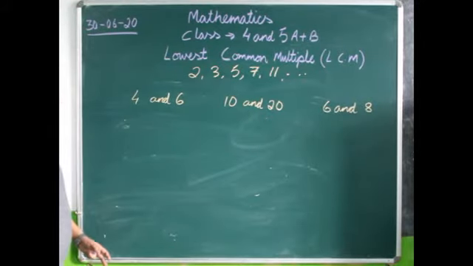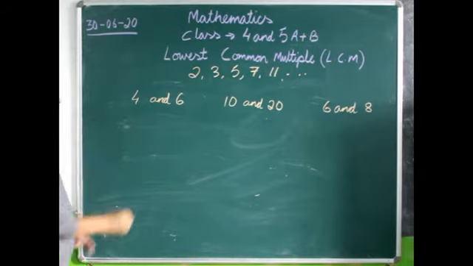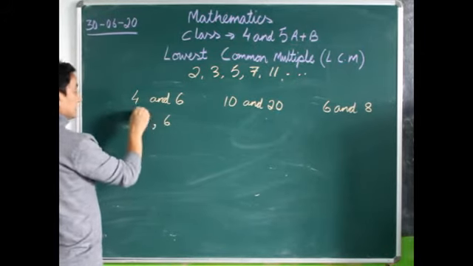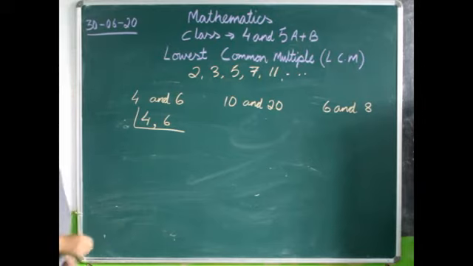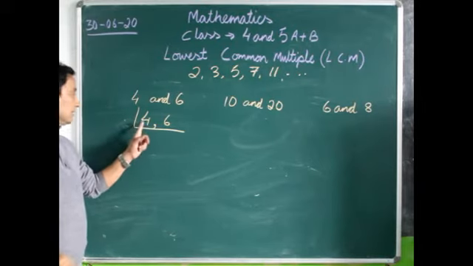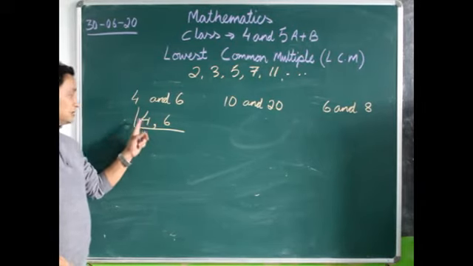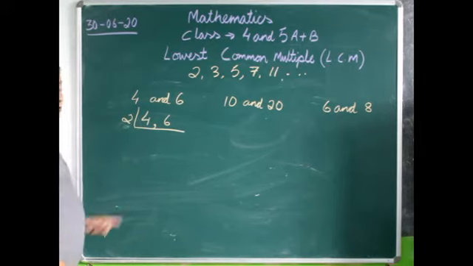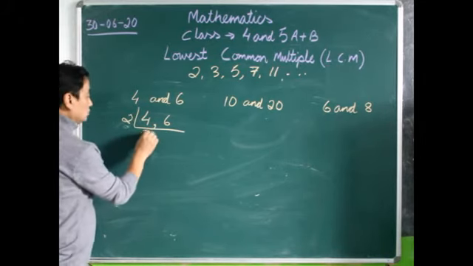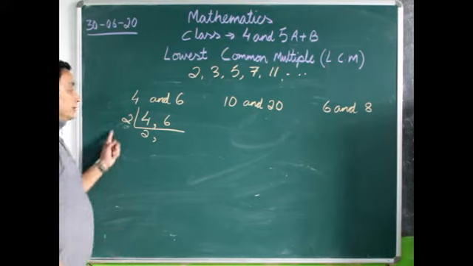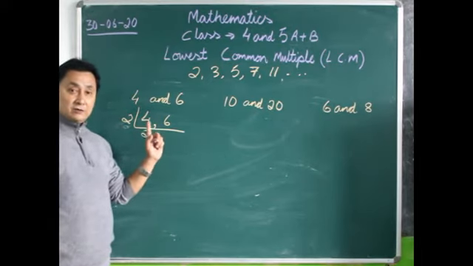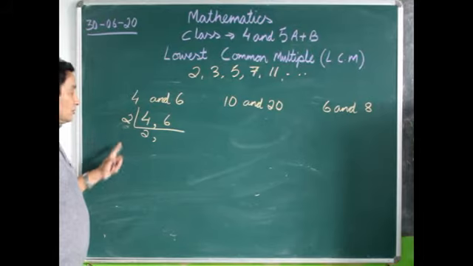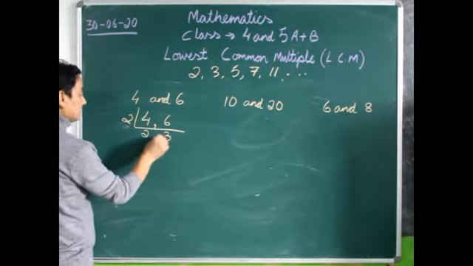Okay? So what should we do? We must put both the numbers together. 4, 6. Begin. Which number will go? Just look at this number. Which number will go into 4? 2. 2 goes into 4 how many times? 2 2s. Will 2 go into 6? You must try. You should not just bring it down. 2 1s are 2, 2 2s are 4, 2 3s are 6.